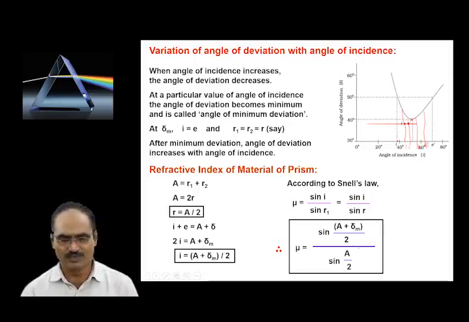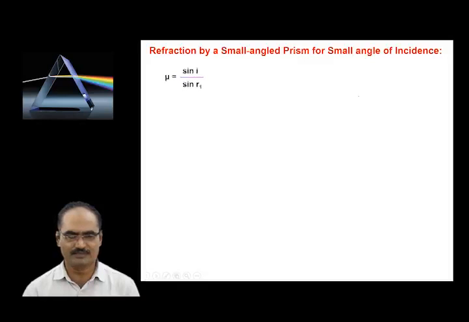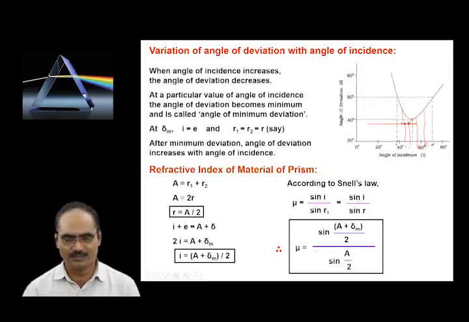Then after this, let us go for the refraction by a small angle prism for small angle of incidence. If it is a small angle of incidence, in the same equation, instead of writing sin of (A plus delta M by 2) and sin A by 2, you can write it as (A plus delta M by 2) and A by 2. Then the 2 gets cancelled, and you can write it as A plus delta M by A.